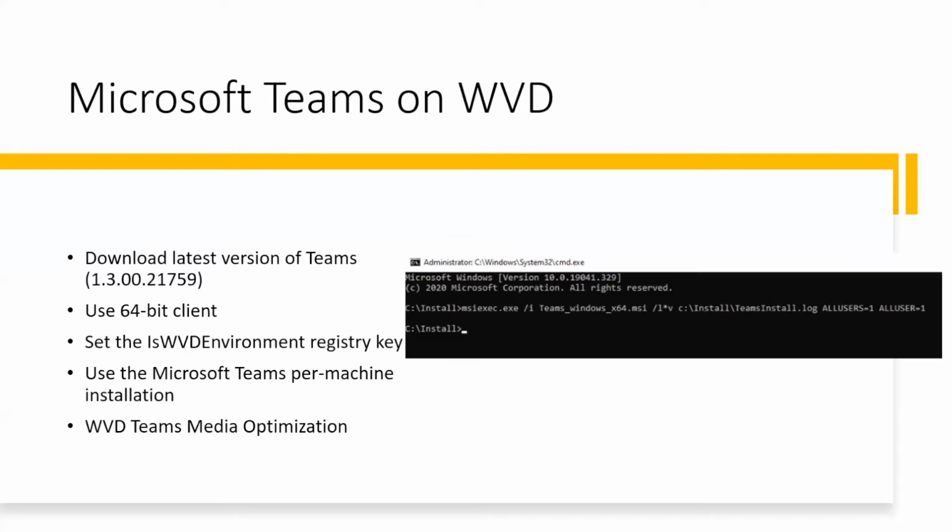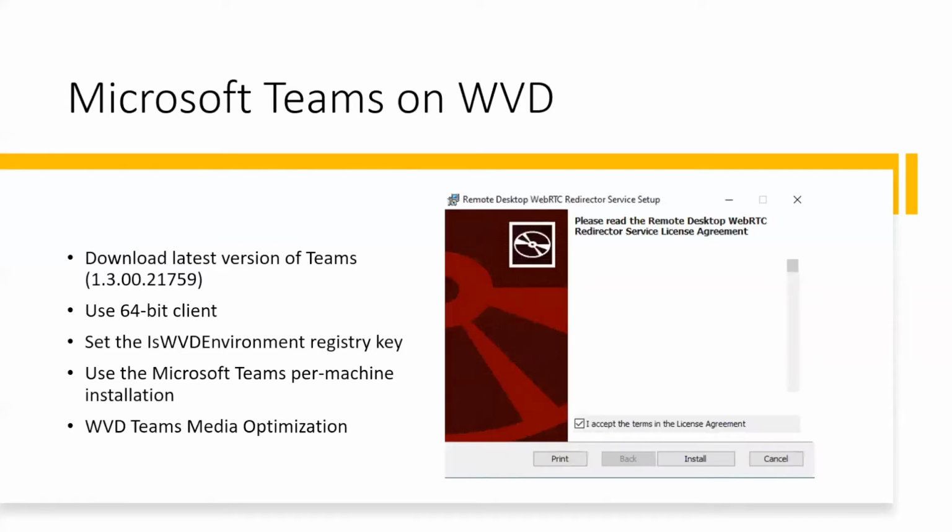Also, regarding updating Teams, the system-wide installer won't update automatically. So you have to uninstall the current version and install the latest version on your golden image. And since the spring release is GA, also the audio video redirection from Teams is GA. To set it up, you need to install the WebSocket service, which we will talk about in the next slide.